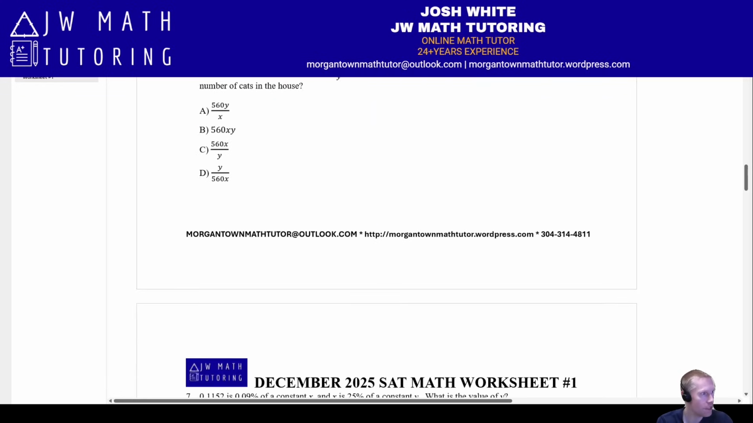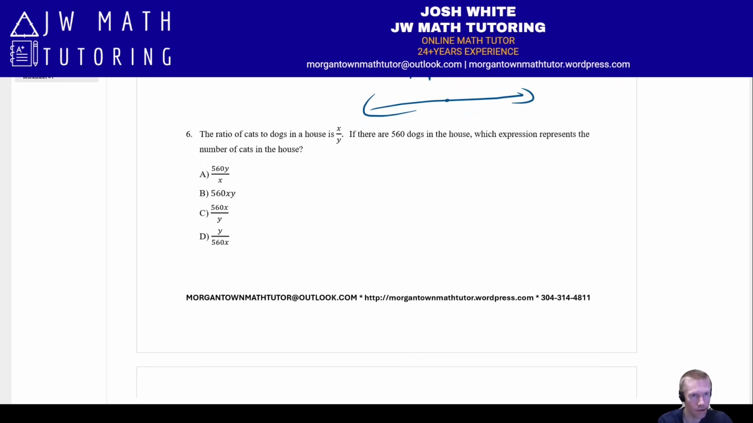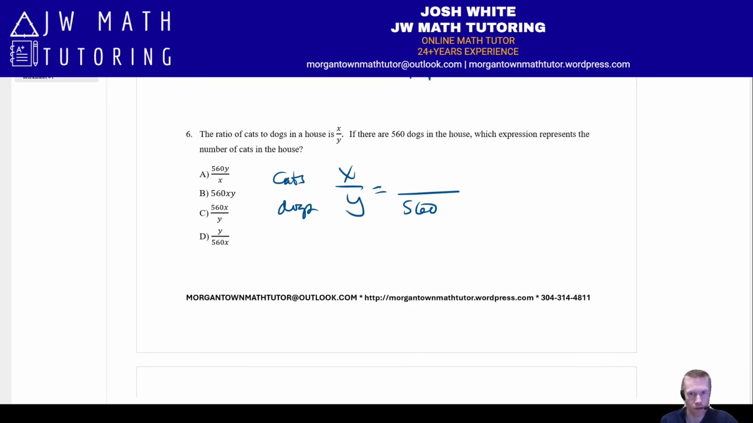All right, let's go to the next one now. Number 6, bottom of the page. This problem deals with proportions, ratios. So you're told the ratio of cats to dogs is x to y. So we got cats on top, dogs on the bottom. All right, if there are 560 dogs in the house, which expression represents the number of cats?